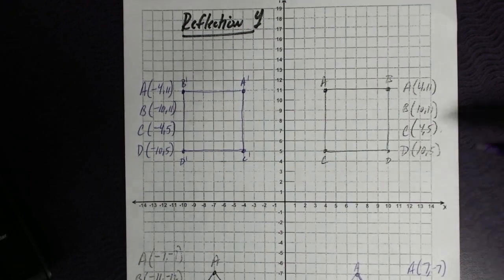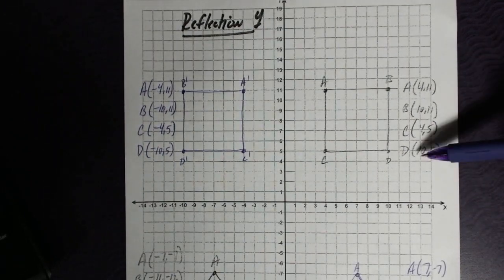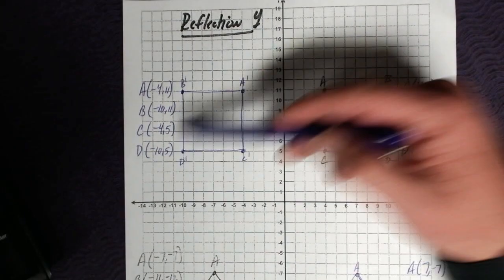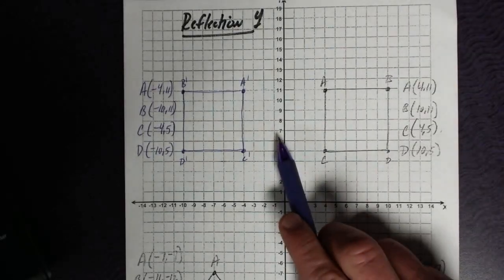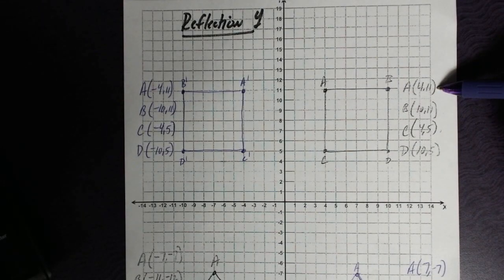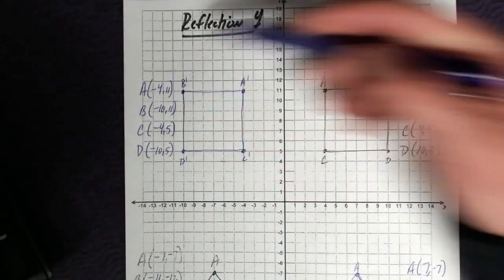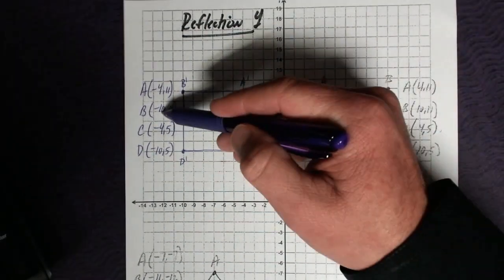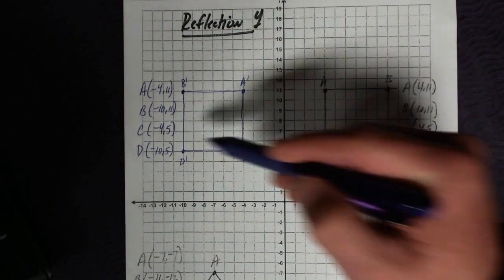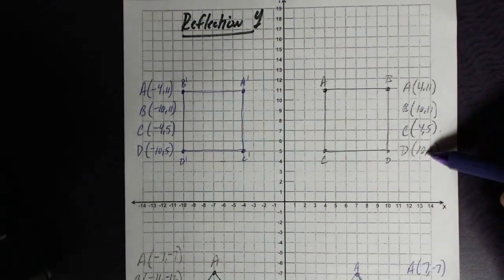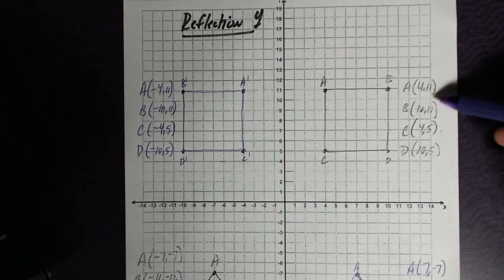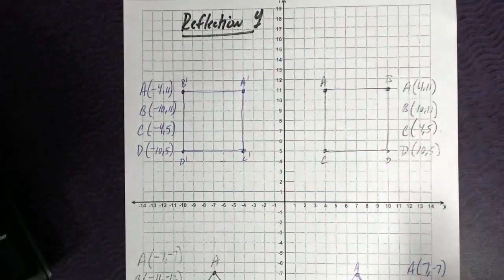Now notice on all of these coordinates, when we reflect it over the y, the x value changes on each one. Positive 4 to negative 4, positive 10 to negative 10, positive 4 to negative 4, positive 10 to negative 10. And notice all the y values are the same for the square.